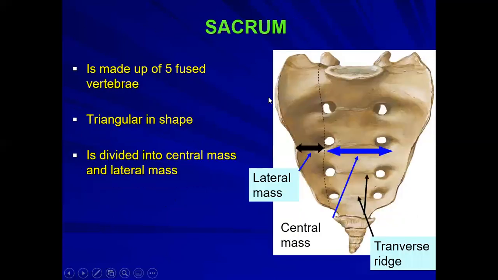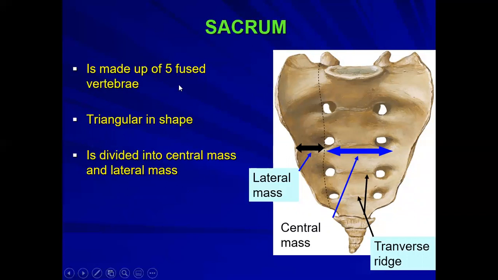Now we're going to proceed to discuss the sacrum. So this is the sacrum. The sacrum is made up of five bones: 1, 2, 3, 4, 5. The five bones are fused together, and the sacrum is triangular in shape. It is divided into a central mass, which is located at the middle, and the lateral mass, located at the sides. This connection is shown by the transverse ridge here. If you see here, we have the transverse ridge.